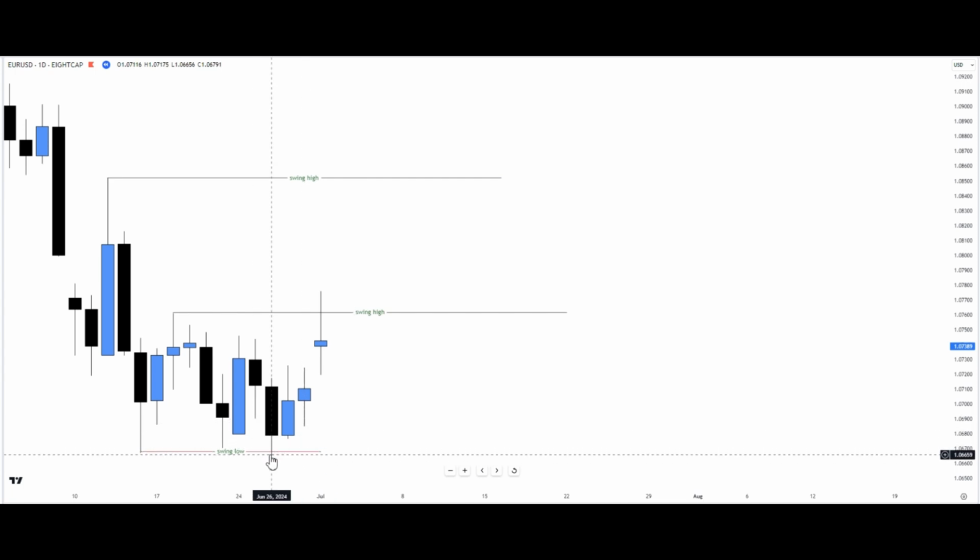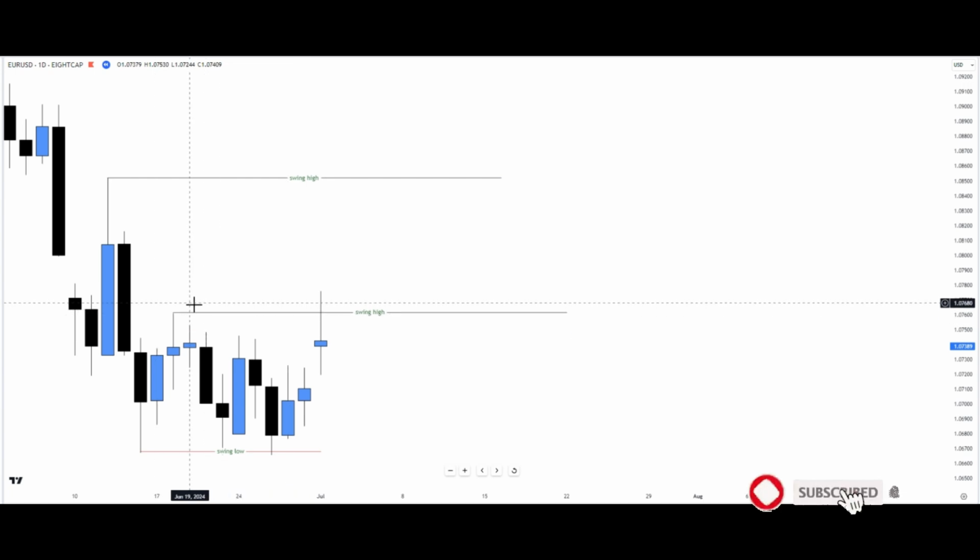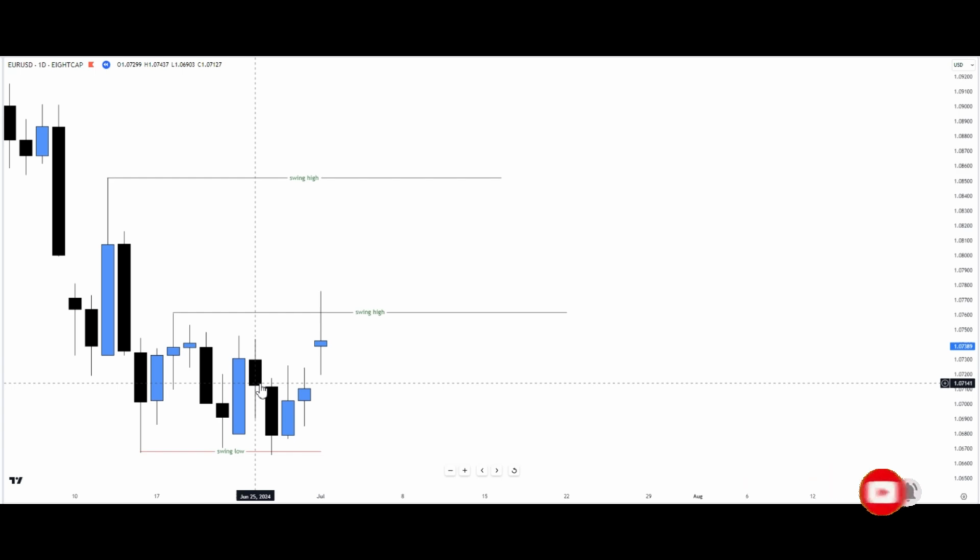So right here we can see we took out a swing low and price moved aggressively to the buy side, taking out a swing high. So this right here now is a market structure shift. So going forward, since we are now in a buy trend, we're going to be looking at swing highs for our area of targets or our draw on liquidity. So let's see what price does going forward from here.